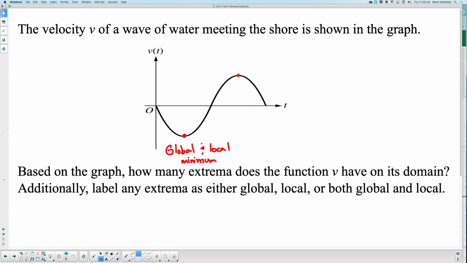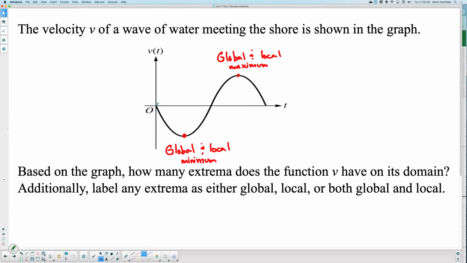This one's also obvious to see. This is also a global and local. This one's a maximum. But where are the other two?